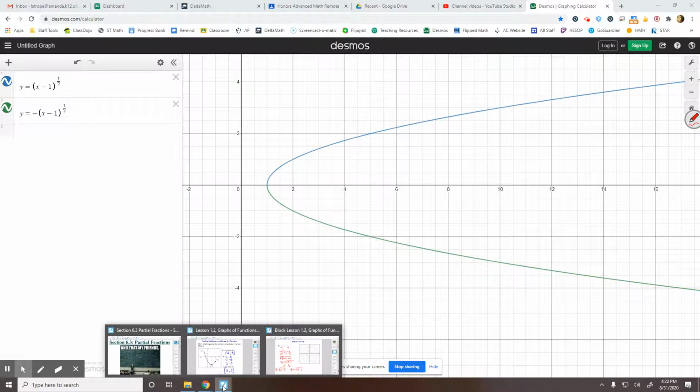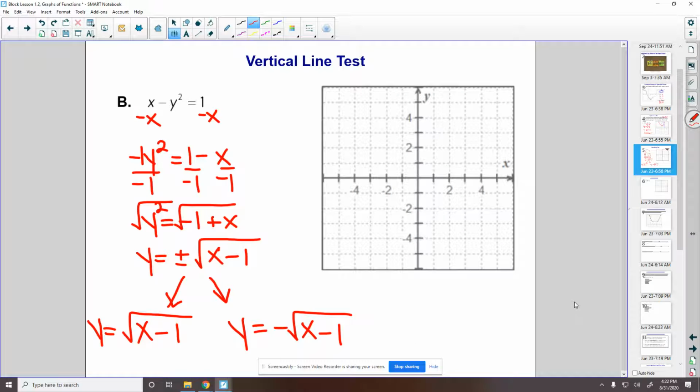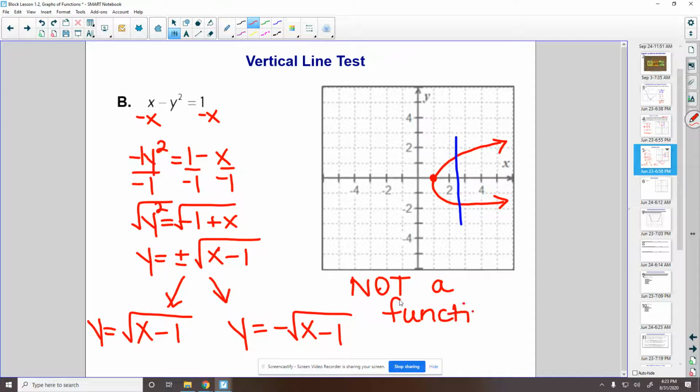So let me go back and try to draw a graph that's a little bit better than last time. So we need to go through this point. All right, you can do it. Oh my, still pretty bad, but at least I got through the point that time. Okay, so vertical line test, does it pass? No, it does not. This is not a function. It goes through 2 points at one time. So it has 2 outputs for each input.